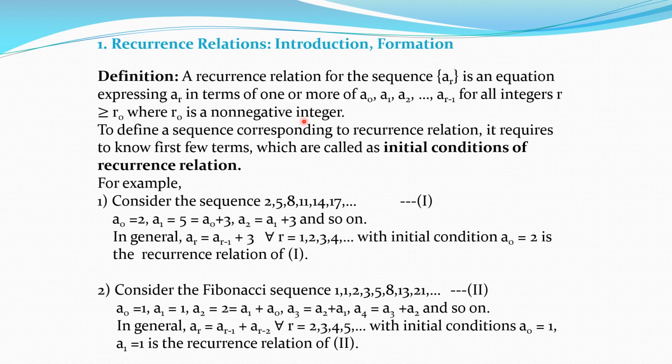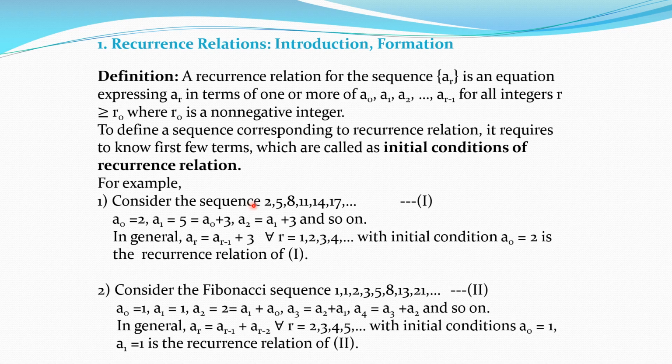Here, if we are considering one sequence a_0, a_1, a_2, a_3 and so on, then in general the r-th term we are expressing in terms of previous terms a_0, a_1, a_2, ..., a_(r-1), for all integers r greater than or equal to r_0, where r_0 is a non-negative integer. To define a sequence corresponding to a recurrence relation, it requires knowing the first few terms, which are called the initial conditions of the recurrence relation. It means by knowing the first few terms and using that relation for a_r, we can find all the terms of that sequence.